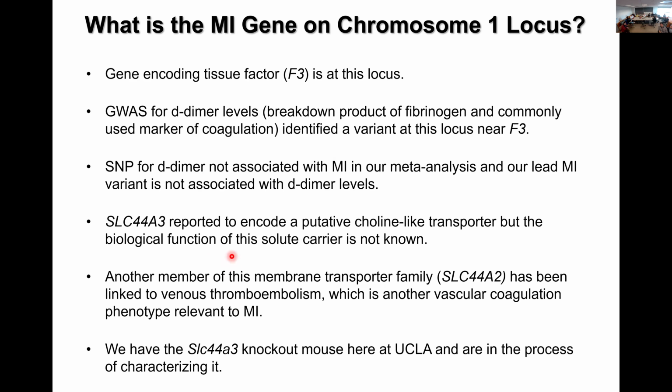Just a couple points about it. Not much is known about SLC44A3. It might be a choline transporter, but nobody really knows. What is kind of interesting is that another member of this gene family, SLC44A2, has been associated with venous thrombosis. So SLC44A2, venous thrombosis, maybe SLC44A3, arterial thrombosis. That's a reasonable hypothesis. But to ultimately validate it, you would have to do something else. And in fact, we have the genetically knocked out mouse model for SLC44A3. And so we can characterize that mouse if we had a good way of testing for MI in mice. And I'm going to come to that in a second.